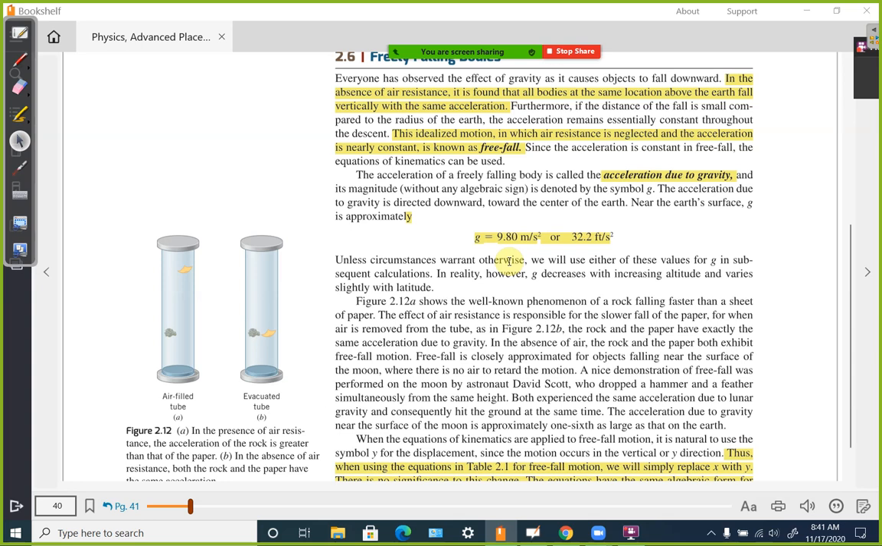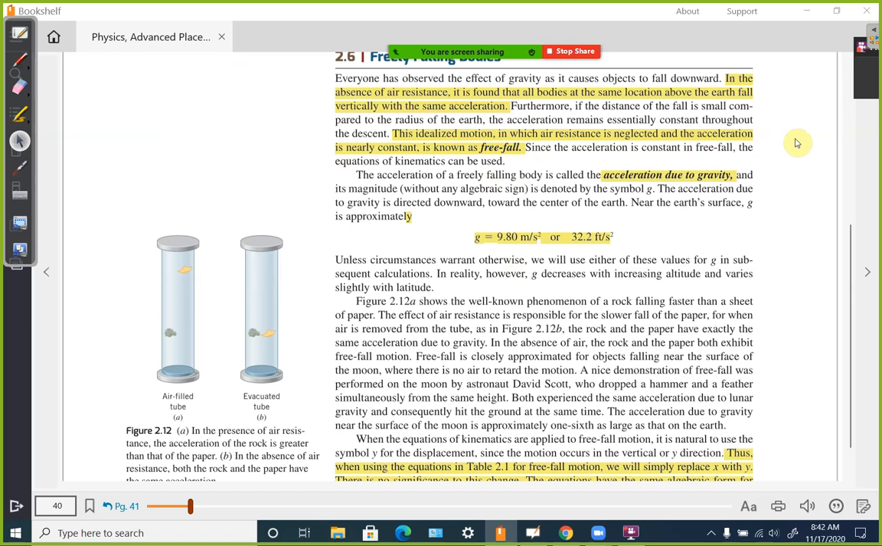Basically, this notion of free-falling bodies says that in the absence of air resistance, it is found that all bodies at the same location above the Earth fall vertically with the same acceleration. It is important, as I've mentioned before, that it does matter how far above the Earth you are, and that's why they put the stipulation that they're at the same location above the Earth. It has to do with gravitational pull. So the bodies that would be falling have to be the same distance above the Earth, and they will fall with the same acceleration. This idealized motion, in which air resistance is neglected and the acceleration is nearly constant, is known as free fall.